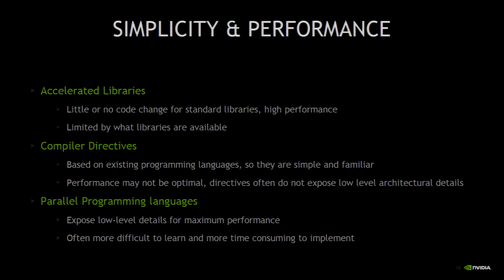The next approach is to use compiler directives. In this case, you can keep your code portable, so you don't need to modify your code. You only need to insert some directives for the parallel loops, for example. However, the trade-off is that compiler directives usually do not expose low-level details of the architecture, so you cannot always program your code very efficiently with them, but they're still a nice and useful tool.